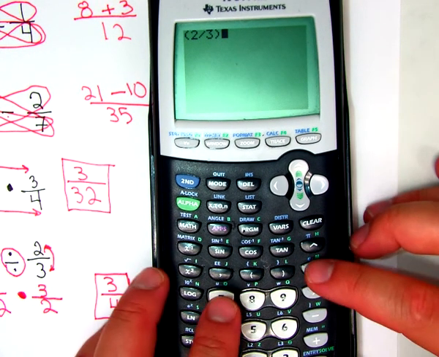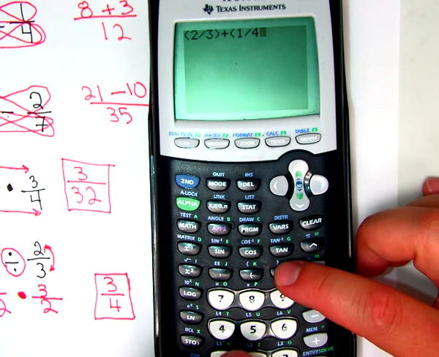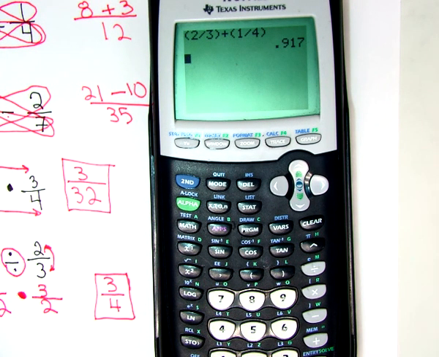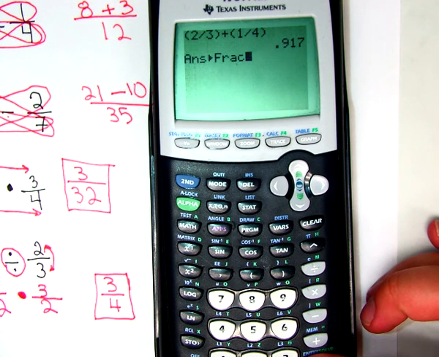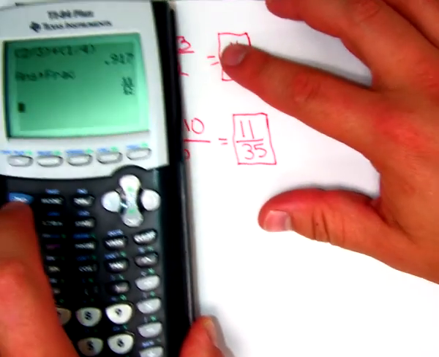For the second part, we're going to go plus parentheses 1 divided by 4, parentheses, and enter. Now we get a decimal, but we want our answer to be a fraction. So we hit math, enter, enter. And you can see we get 11 over 12, which is the answer that we had originally in our problem here.